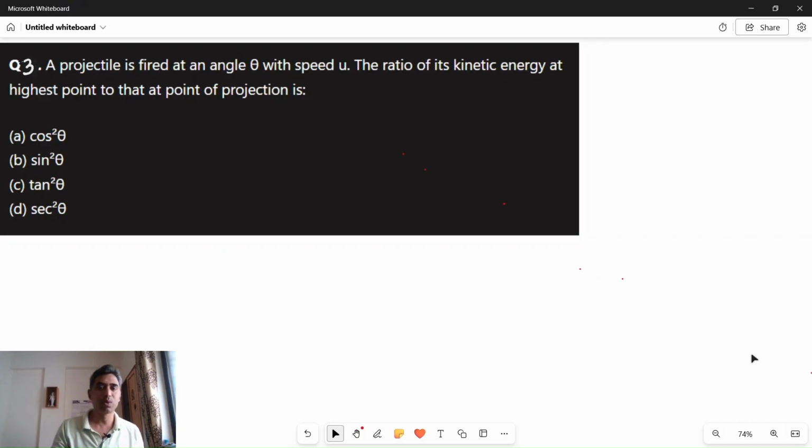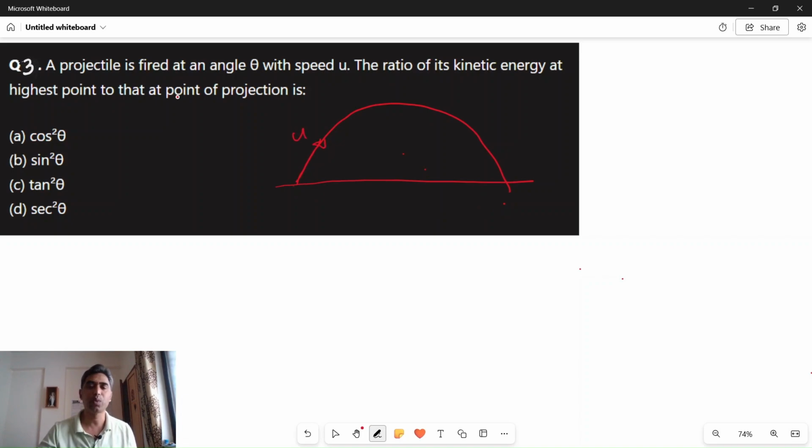Another question, on projectile motion. A projectile is fired at an angle theta and speed u. What is the ratio of kinetic energy at the highest point to that at the point of projection? Four options are given. See, in projectile motion, this is the velocity of projection u. This is theta. At the highest point, only the horizontal component of velocity remains, that is u cos theta. The vertical component is 0 at the highest point.